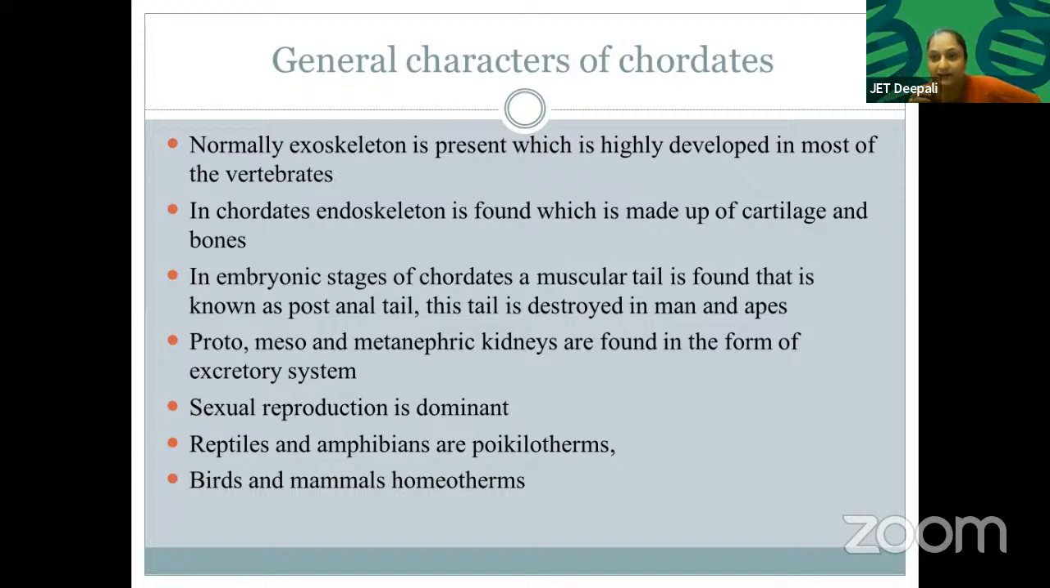Birds and mammals are homeotherms, meaning like us, our body temperature is the same throughout life. It doesn't matter what temperature the external environment has. These are called homeotherms. That's why we are not hibernating, and this is why we are highly developed chordates. We are able to cope with external harsh forces, whether temperature, wind, or rain. Our nervous system is so developed that we get out of things easily.